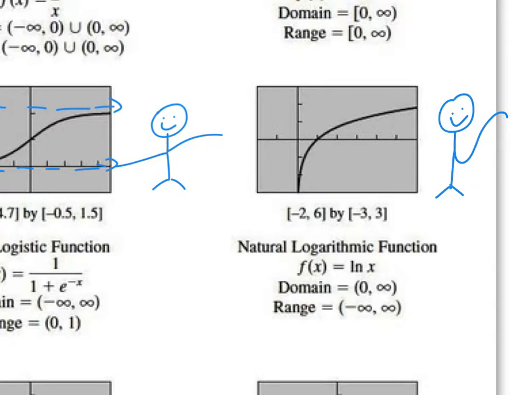This is the overhand throw, and then the underhand throw is the e to the x. Okay, this one has a vertical asymptote at 0.